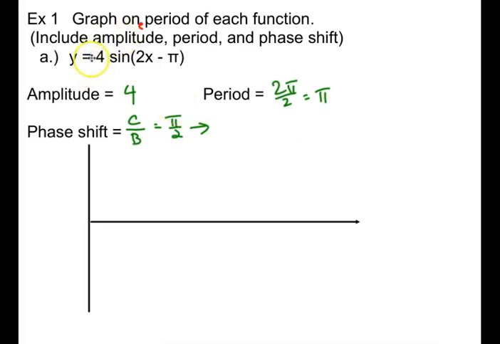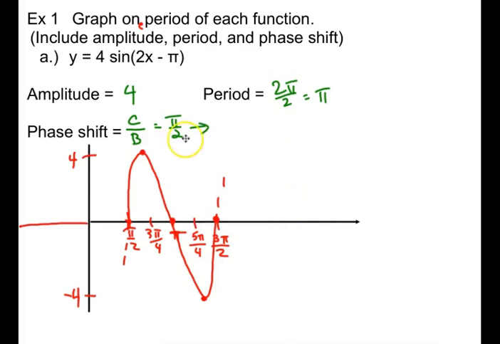The amplitude is 4. The period is 2 pi divided by 2. And see, C is really just pi, because remember it's minus C. So it's minus pi, so C is pi, divided by B, which is 2. So my phase shift is pi over 2. So my whole graph, since this is positive, is going to shift over to the right, pi over 2 units.